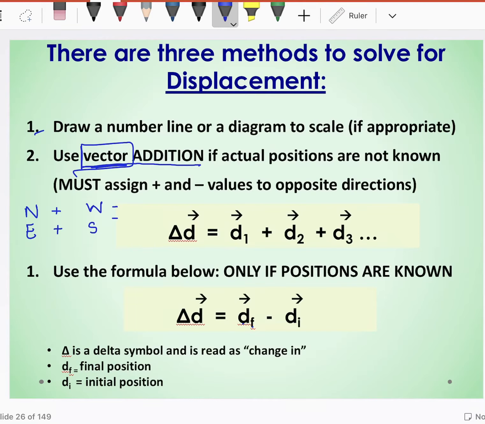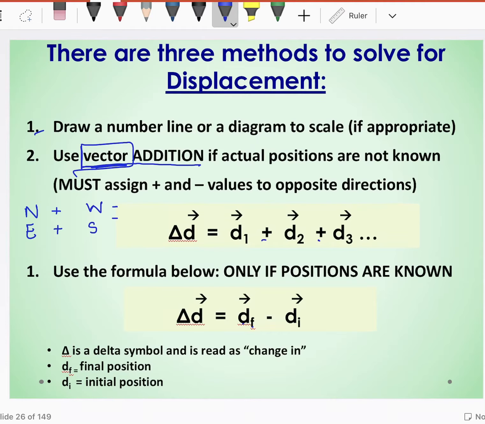And then whatever your answer is, if your answer is negative, you know that it was west or south or whichever one you had put in there. Now for this course, we'll only be dealing with two-dimensional direction, which means you'll only be dealing with north and south together and east and west together. So only opposites.